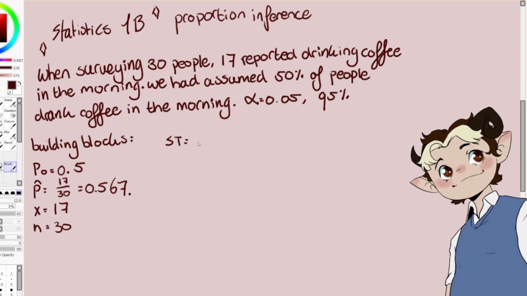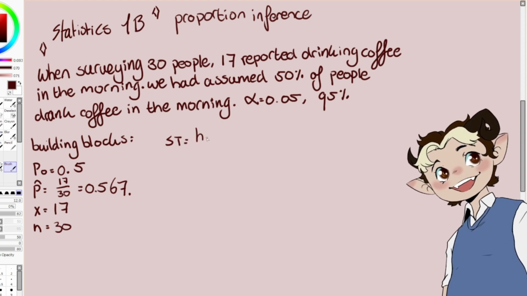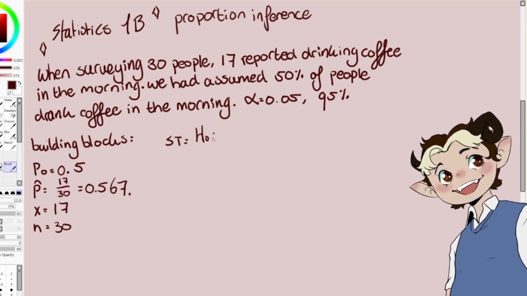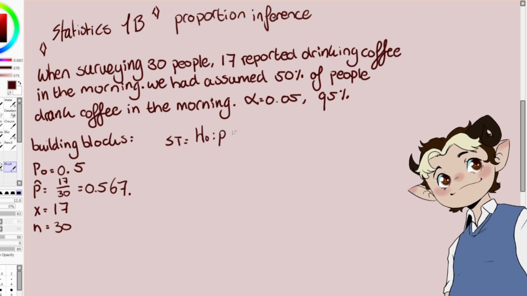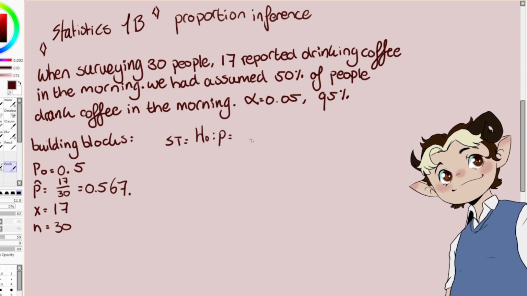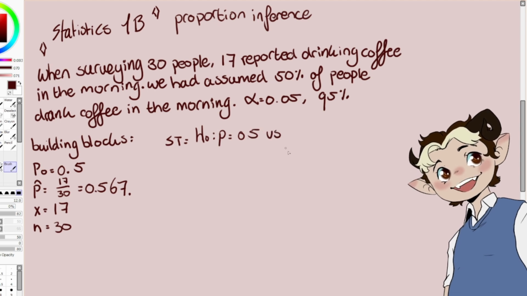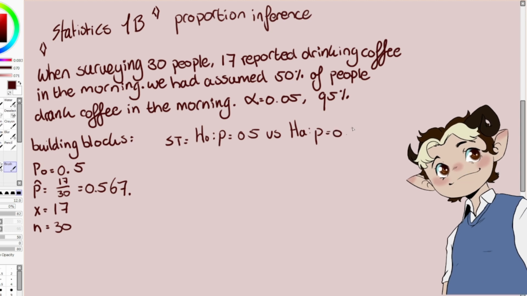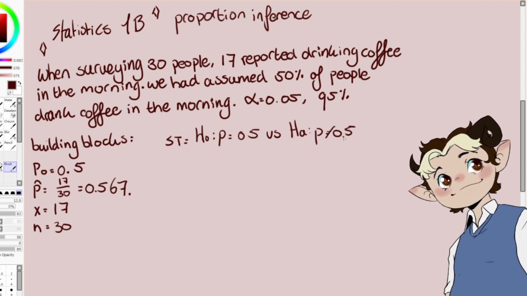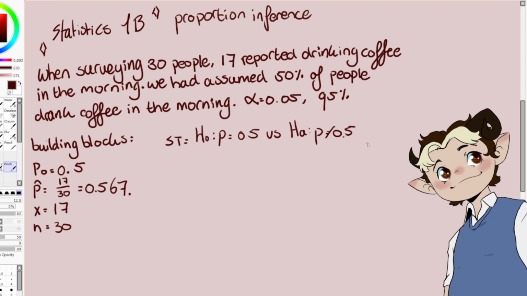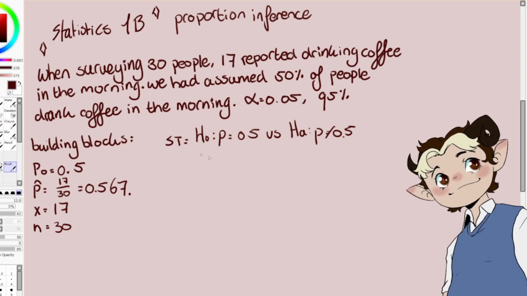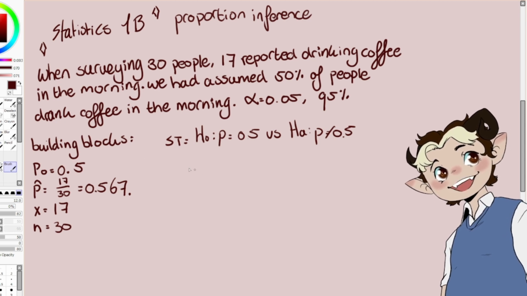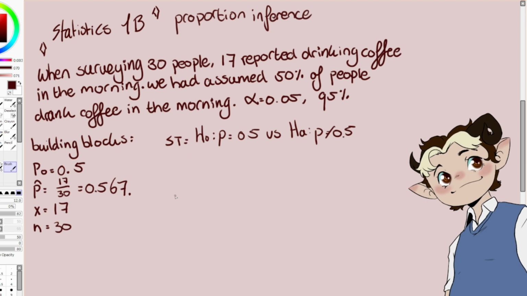Let's start with how all significance tests start. So that is our null hypothesis, which is that the true proportion is 0.5 versus our alternative, which is our proportion is not 0.5. Always keep in mind, this is the first step of every significance test. Just have your hypotheses written out. Now let's actually get into the formula.